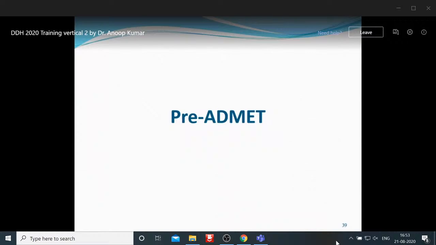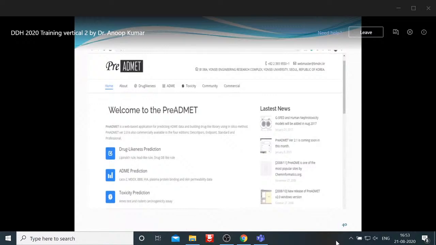There is another web server, PreADMET, which also predicts. Again you just have to type PreADMET in Google. You will get PreADMET, and if you see this closely, there is a drug likeness prediction. As I told, drug likeness predictions are on the basis of Lipinski's rule, lead-like rule, DrugBank rule, and ADME predictions. I don't know if it's visible or not: Caco2, MDCK, blood-brain barrier, HIA, human intestinal absorption, plasma protein binding, serum permeability.